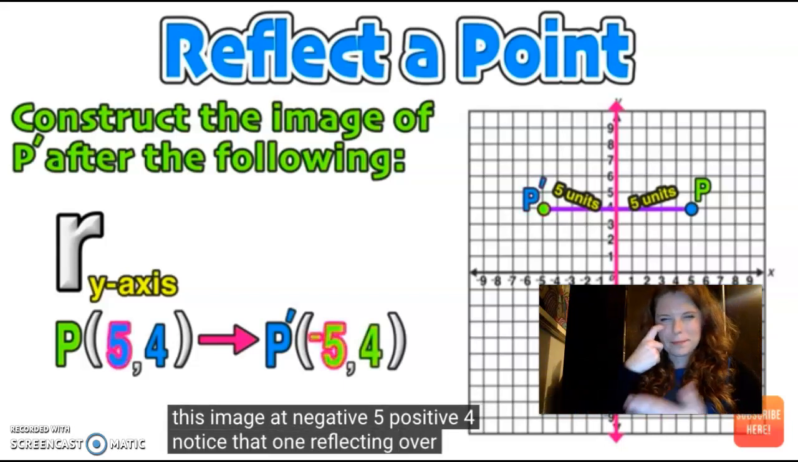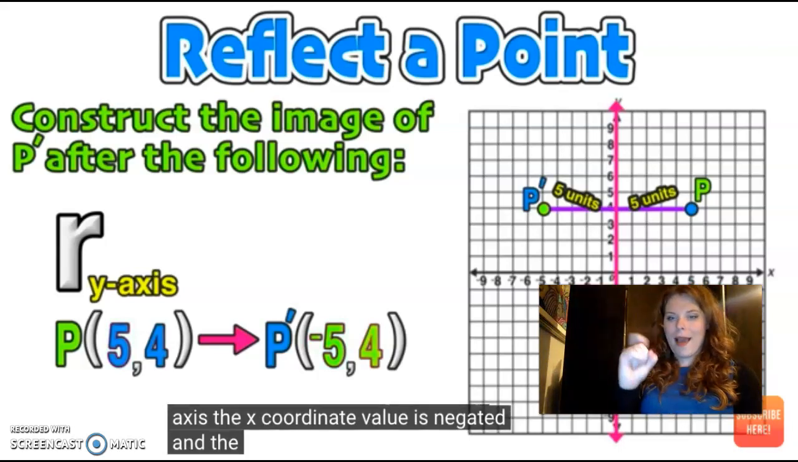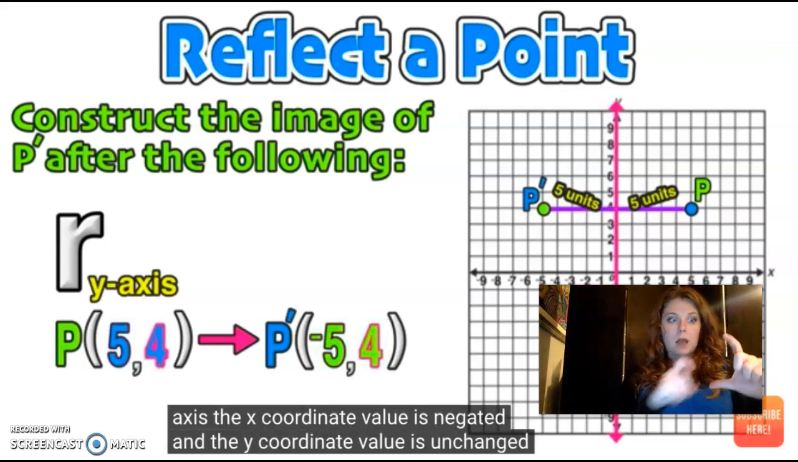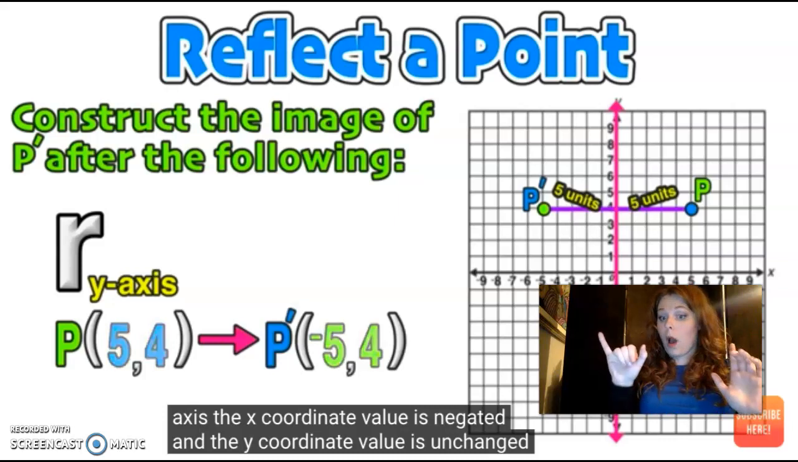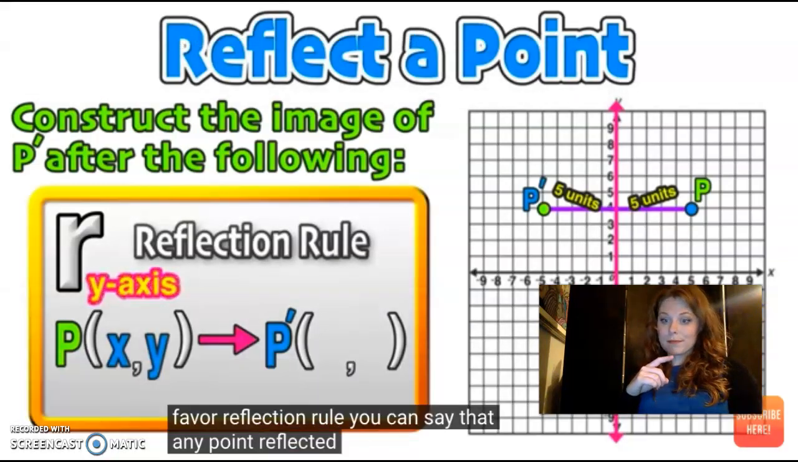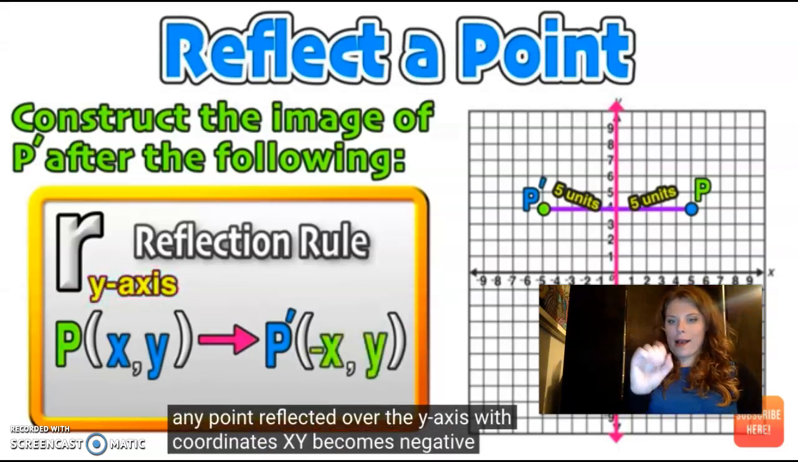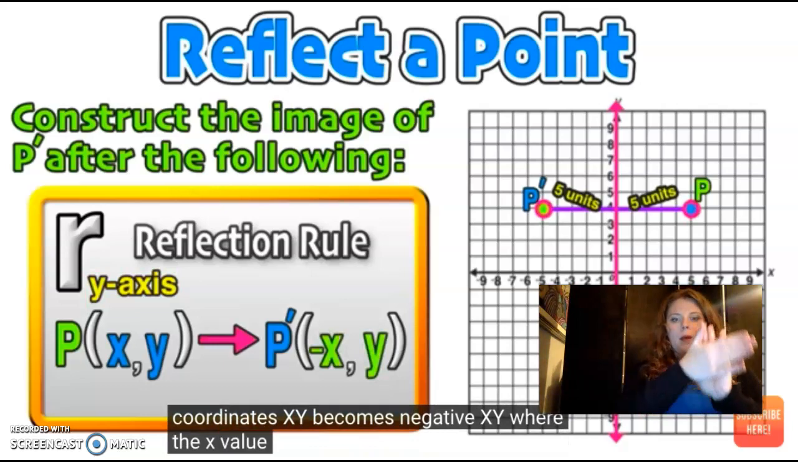Notice that when reflecting over the y-axis, the x-coordinate value is negated and the y-coordinate value is unchanged. In terms of a reflection rule, you can say that any point reflected over the y-axis with coordinates (x, y) becomes (-x, y), where the x value is negated.